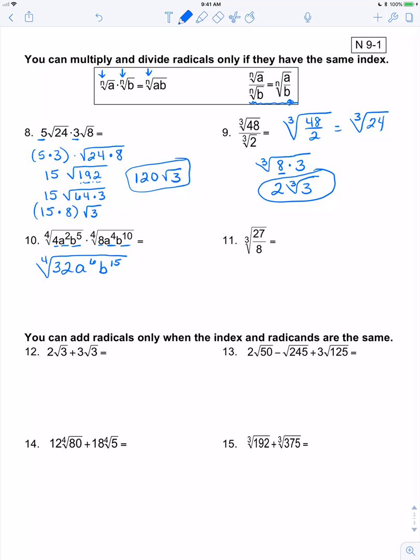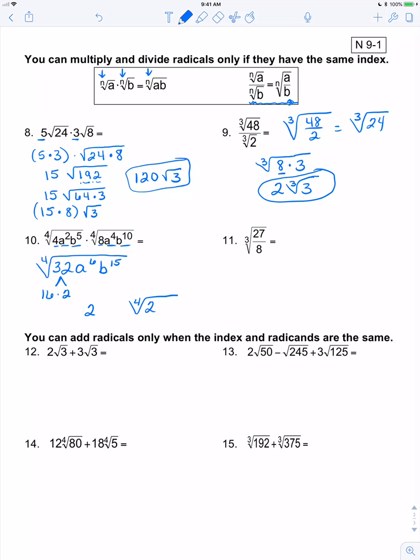All right, well, let's see. 32 is 16 times 2. And the fourth root of 16 is 2. So we've got 2. I'm going to leave some space here. Fourth root of 2 left.